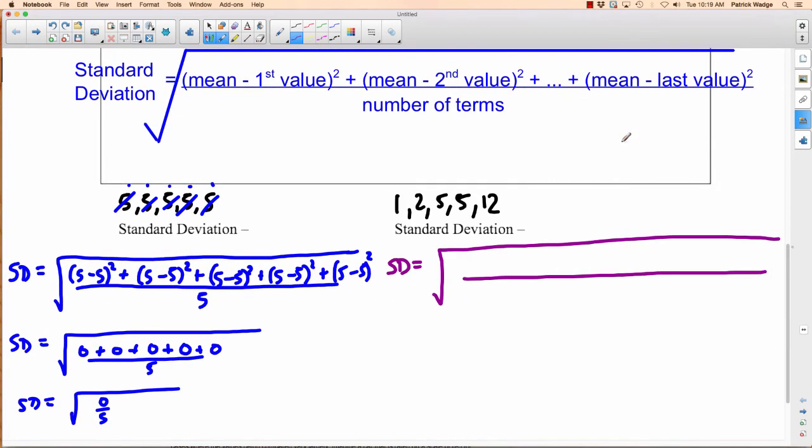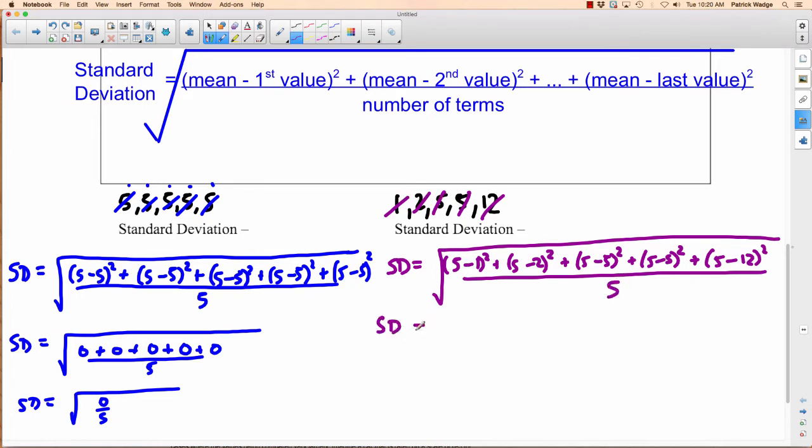So we're going to go 5, take away the first data point, which is 1, and then we square it. Plus the mean, which is 5, take away the second data point, and then we square it. Plus the mean, which is 5, take away the third, squared, plus the mean, take away the fourth, squared, plus the mean, take away the fifth, which is 12, all squared, and we divide by how many terms there were. 1, 2, 3, 4, 5 again, and we're off and running.